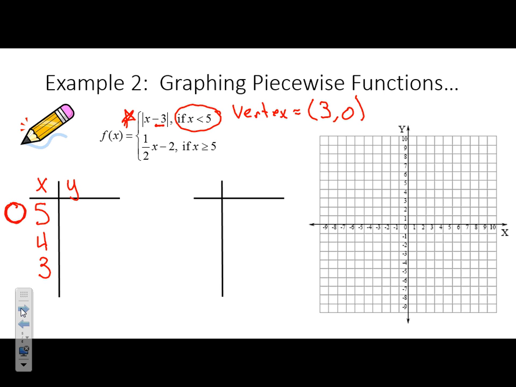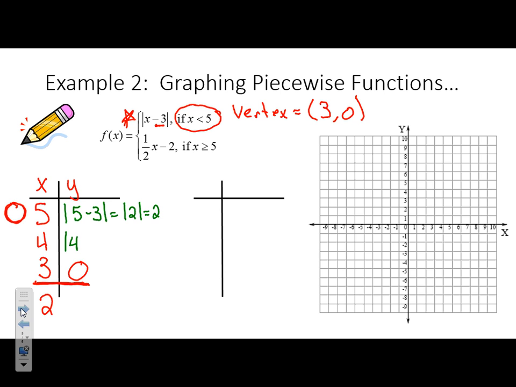So on my table here, I have 3, 0. I need to go at least 1 after my vertex. That's very important. So I have to go into 2, at least. Now when I plug this in, I'm going to plug in 5. So I have absolute value of 5 minus 3, which is the absolute value of 2, which equals 2.